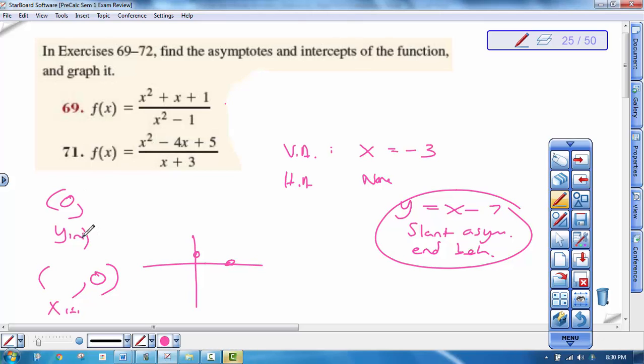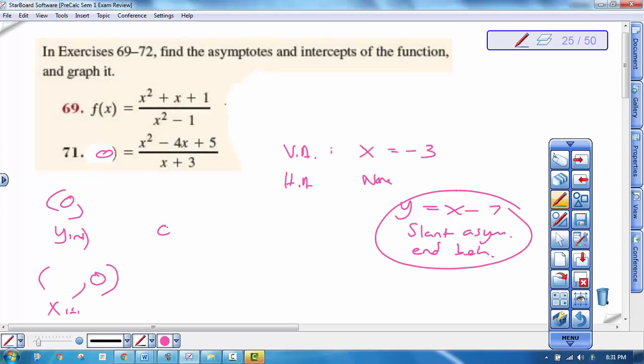So let's plug in 0 for y first into this one. If you plug in 0 for y, you can multiply both sides by x plus 3. We're looking at where the top is, so we're solving this equation right here. We can try to see if this factors, and it does, into (x minus 5)(x plus 1). So our answers for our y-intercepts are (0, 5) and also (0, negative 1).